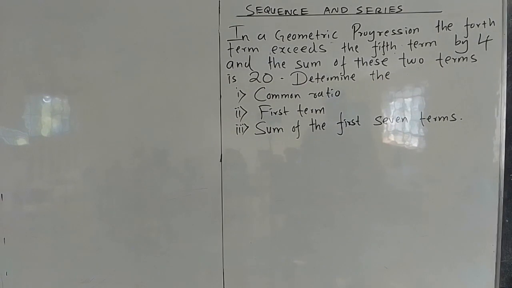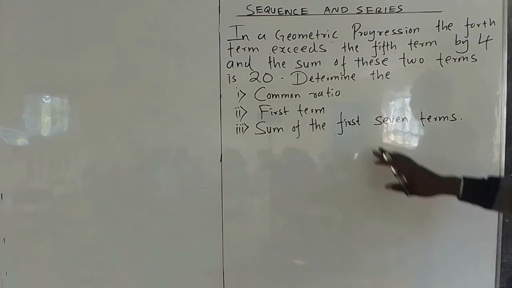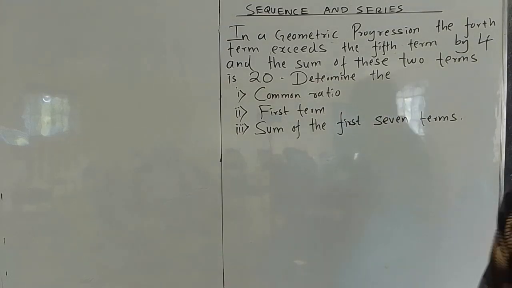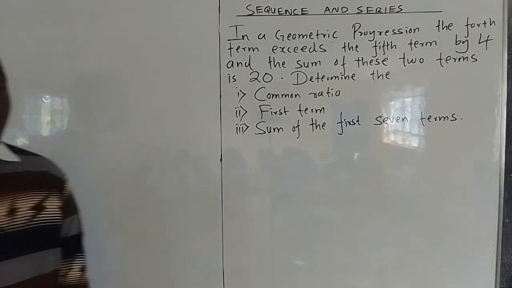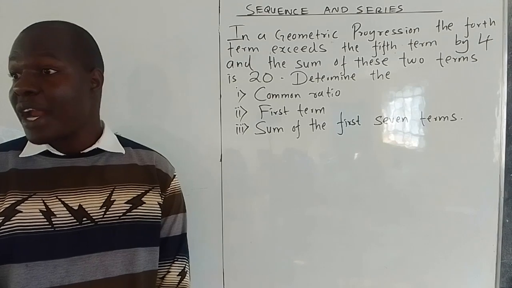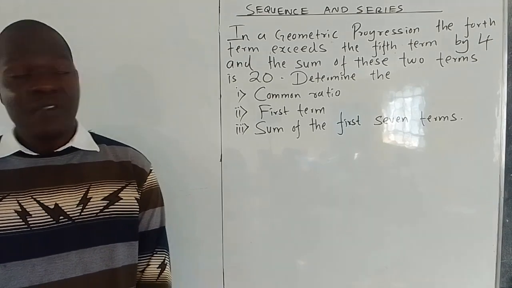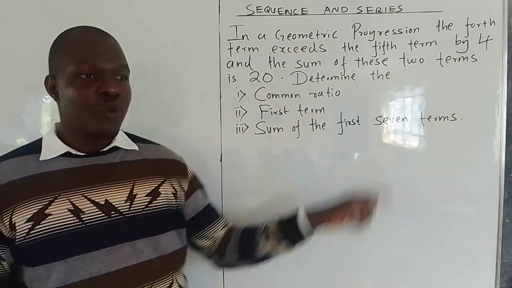So this next case, you've been told in a geometric progression, the fourth term exceeds the fifth term by 4, and the sum of these two terms is 20. Determine the common ratio, the first term and the sum of the first 7 terms. So the first thing you do is to read the question, you digest it, and you identify the unknown, isn't it? So after reading the question, you identify it is a geometric progression.